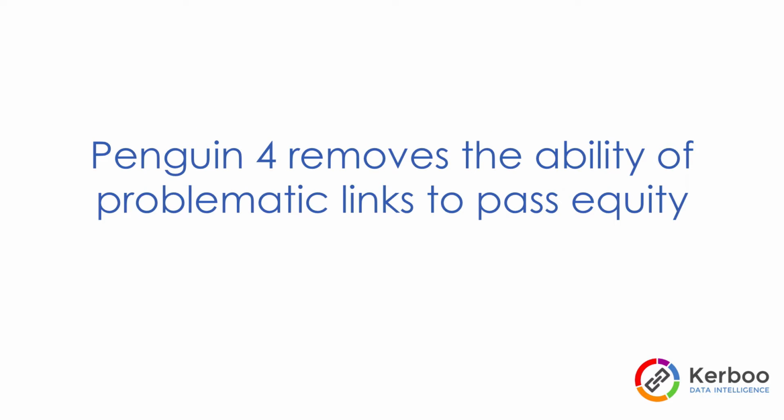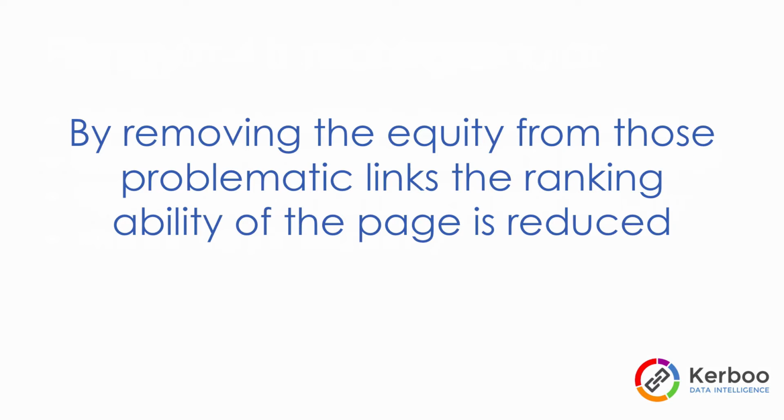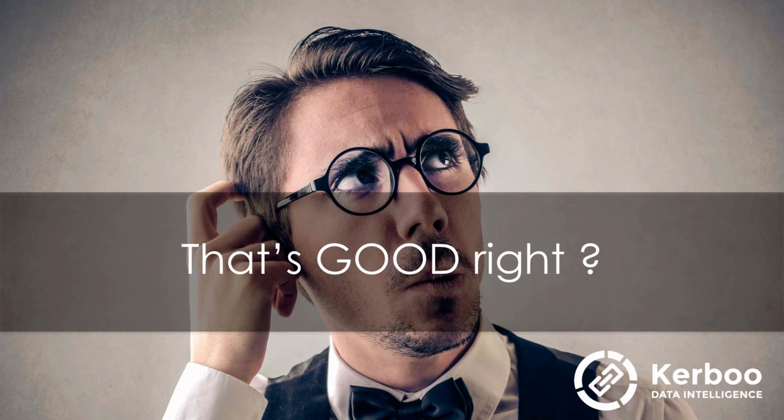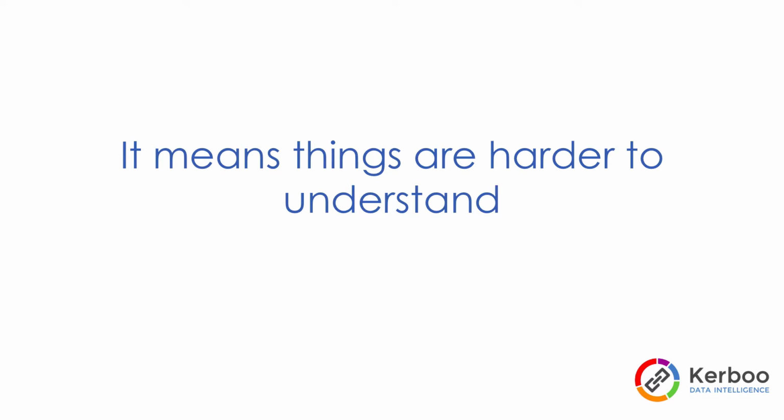It's a significant change in the way that Penguin is actually applied. Because Penguin now, instead of suppressing the whole site, removes the ability of the problematic links it spots to pass link equity. By removing the link equity from those problematic links, the ranking ability of the page that's linked to is reduced. So instead of putting a filter on the whole site, the individual links that they determine to be problematic that are pointing at a particular page are assessed, and then their link equity is removed. And if their link equity is removed, they don't contribute to the ability for that page to rank. Well, that's good, right? You'd think that's good. Well, it is, but it does make things much harder to understand.